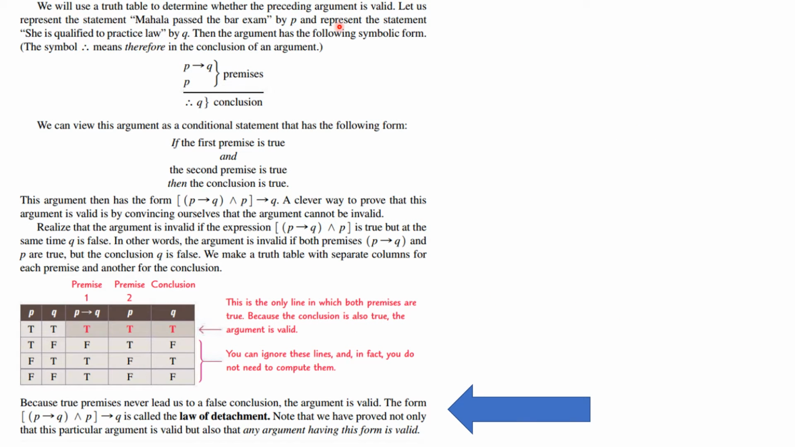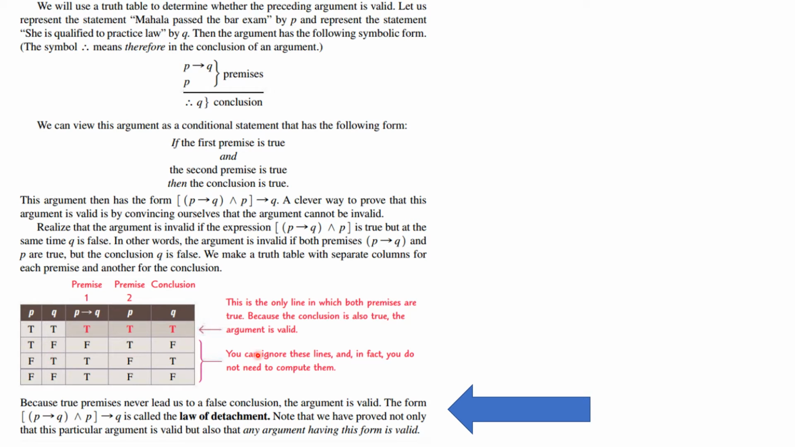So let's use a truth table to determine whether the preceding argument is valid. What we're going to do is change it into this form. Mihaela passes the bar exam is going to be P, and Q is she is qualified to practice law. So the argument becomes if P, then Q, P, draw the line, therefore Q. So these are the premises and the conclusion. We will set up a truth table to see if it does follow from that. This is P and Q. This is if P, then Q. This is P and Q.